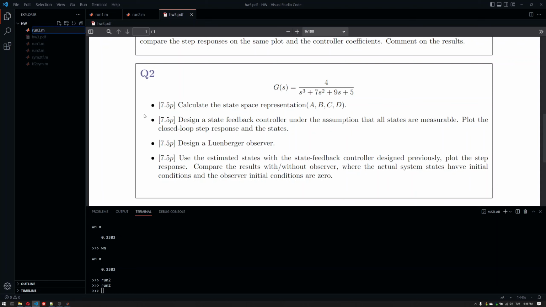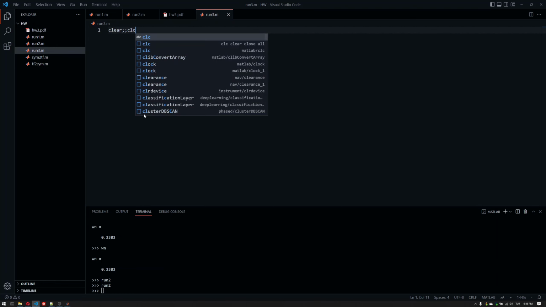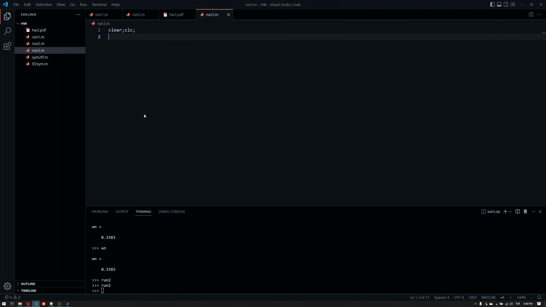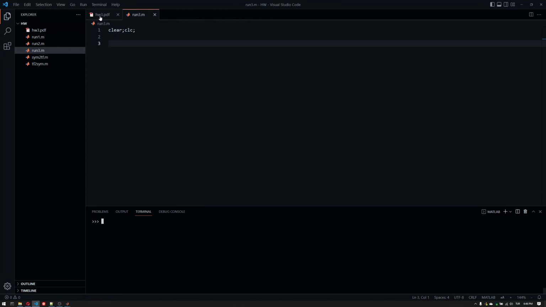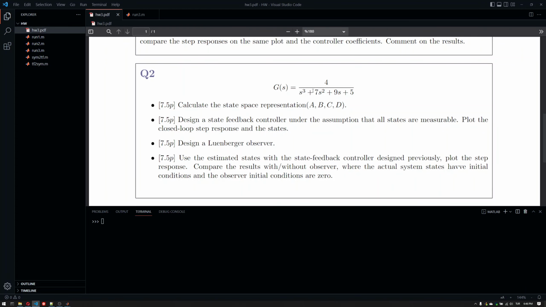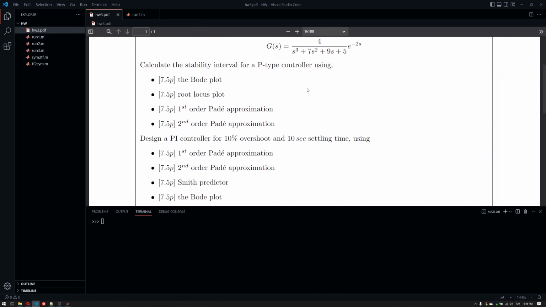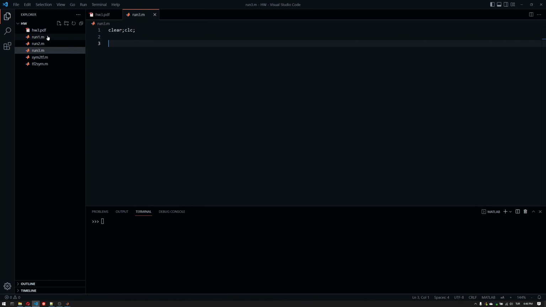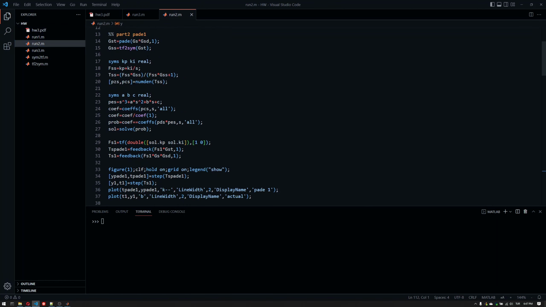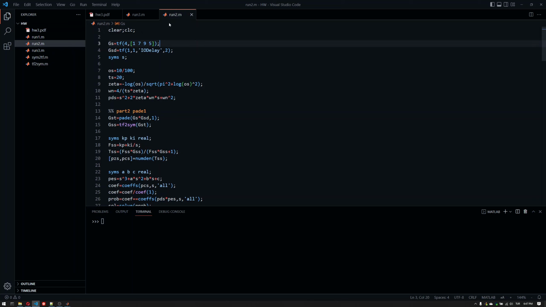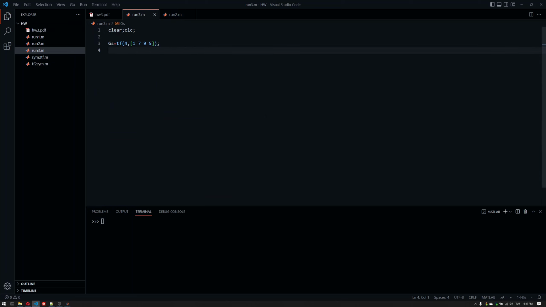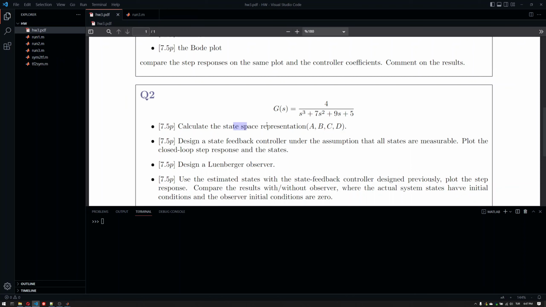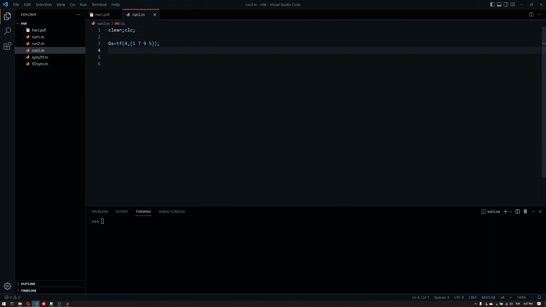Run 3.m, clear clc. So let's clear this part 2. So now we have the same transfer function here. So I'm just going to basically take it from here and go here. So this is basically our transfer function. And what we are trying to do is we're trying to convert this into state space representation.